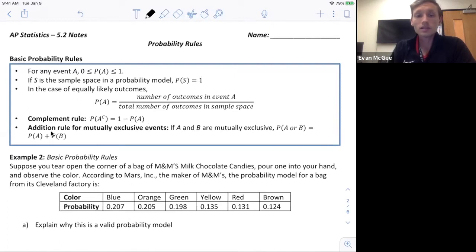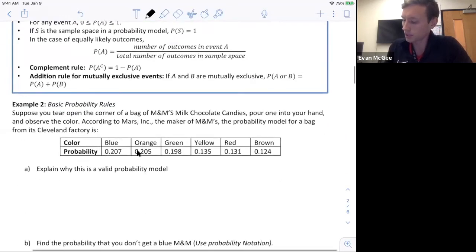And then finally, the addition rule, but for mutually exclusive events, is if A and B are mutually exclusive, then we can just add their probabilities together. We'll see that if they're not mutually exclusive, then we have to add in something else to this rule later, which we'll get to in the next video. So let's take a look at the next example that will talk about the complement rule.